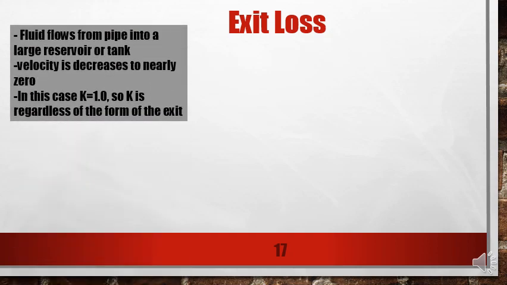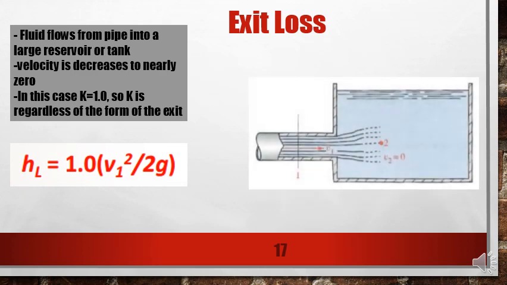Okay, next we proceed with another part, which is exit loss. So what is exit loss? Exit loss usually occurs when the fluid flows from a pipe into a large reservoir or tank. This is the diagram for exit loss. What happens is the velocity is decreased to nearly zero. For example, it goes from a smaller diameter into the tank here, so the velocity at this point is lost, nearly zero.